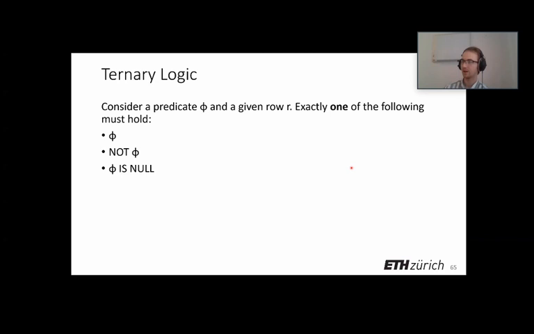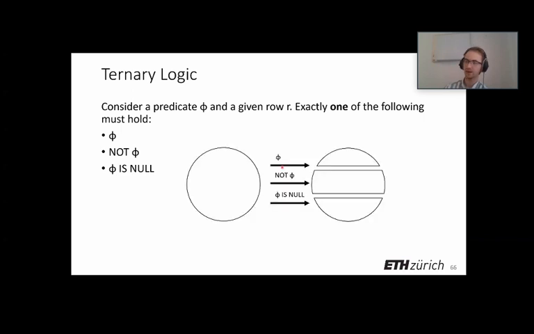And we can use this insight to partition some given result set into three partitions, using the non-negated version, the negated version, and the is null version of the predicate. And these three predicates are called the ternary predicate variants.